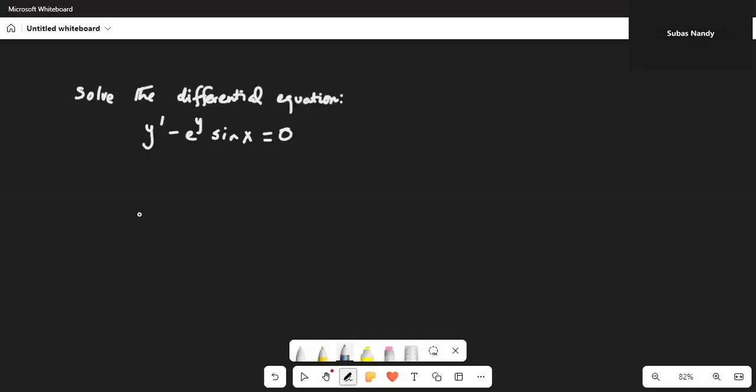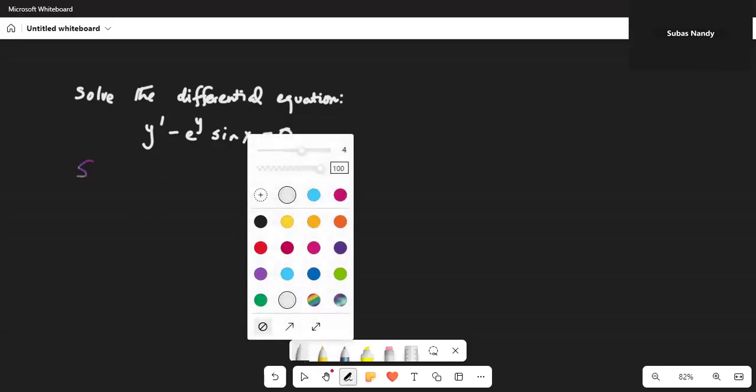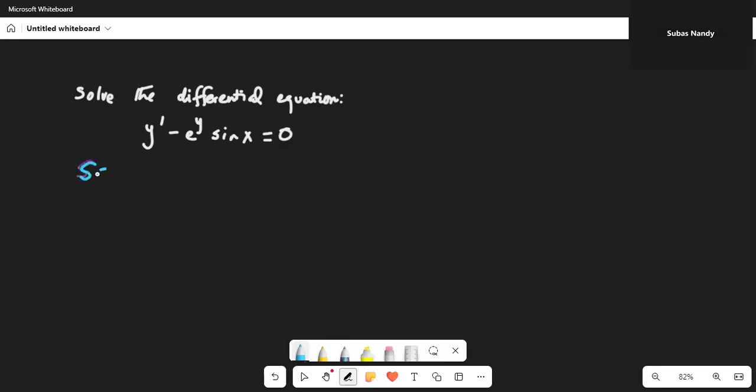So today, let's discuss this problem and how to solve it. I'll share my screen with you. Solve the differential equation y prime minus e to the power of y times sine x is equal to 0. So we will solve this. Solution.